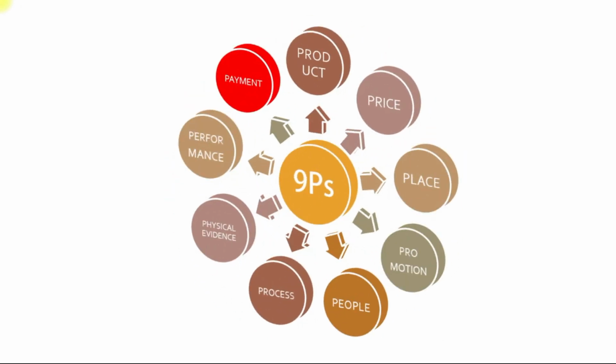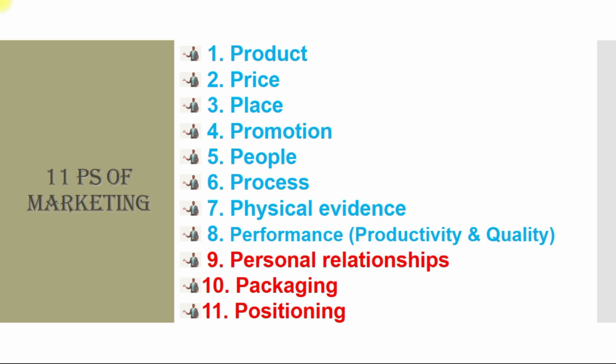The next one is the 11 P's of marketing. We have already seen the product, price, place, promotion, people, process, physical evidence, and performance. Instead of the 9th P, payment, they have changed to personal relationship as the 9th P, and the 10th P is packaging, the 11th P is positioning. So we have the new 11 P's of marketing.